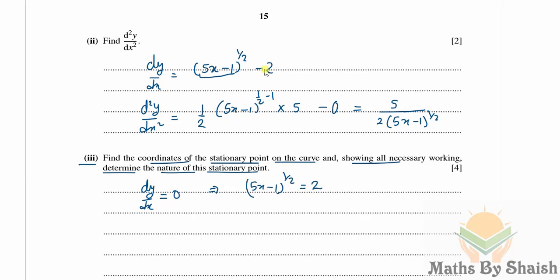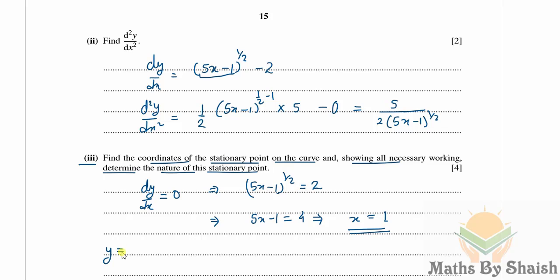I have transferred this minus to the other side, and taking the square of both sides, we will get 5x minus 1 is equal to 4, which will give x is equal to 5 upon 5, that is 1. So x is equal to 1. So now we got x is equal to 1, so we can calculate the value of y, because we require the coordinates of the stationary point.